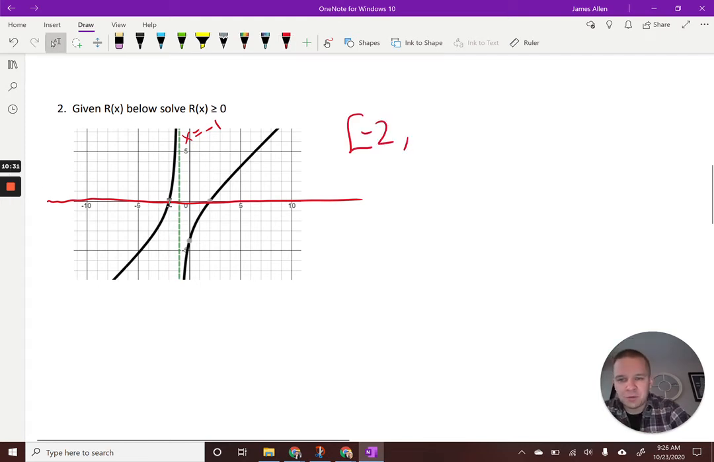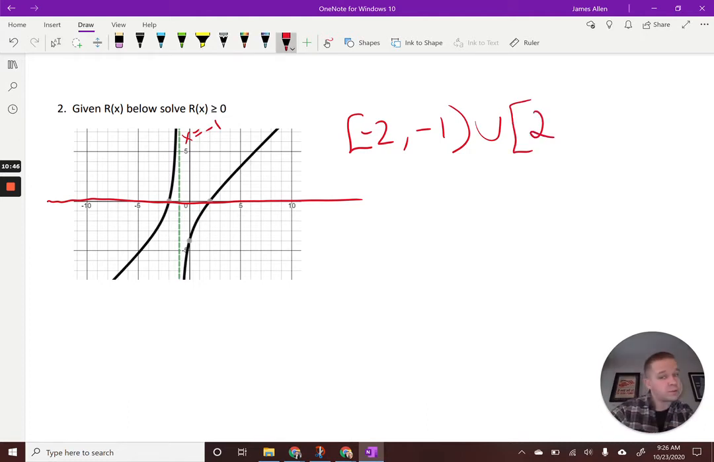And then we're going to -1, but not including the vertical asymptote, right? It can't be there. Union, when is it positive again? Well, it's all negative down here, but at, looks like +2, including it because it's greater than or equal to, onto infinity, and we cannot include infinity. Only Buzz Lightyear can go to infinity and beyond, but not us.